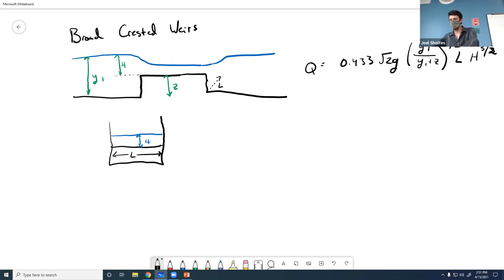So we'll look at some more kind of weird design examples on the slides. Then we'll take a break, we'll come back, we'll do a problem together, and then we'll talk about this weir lab.